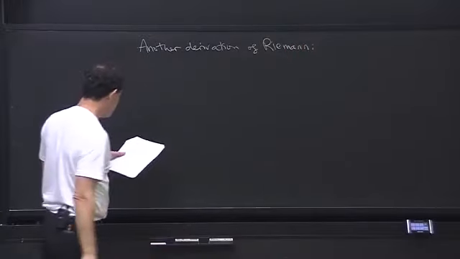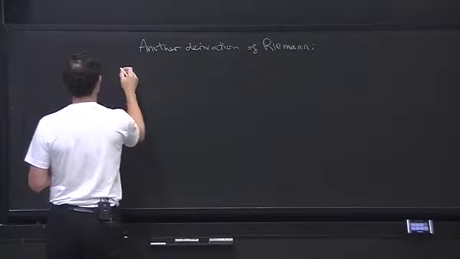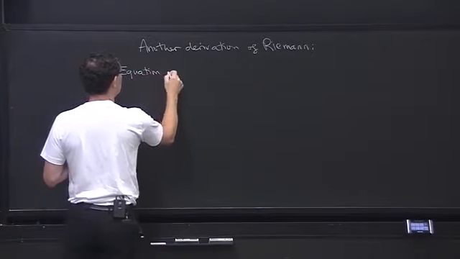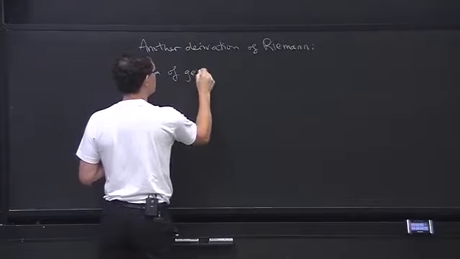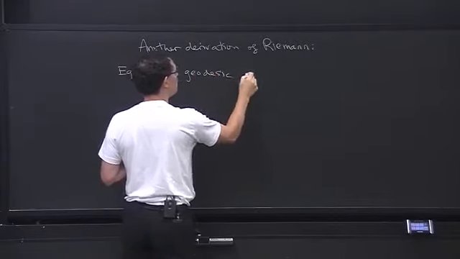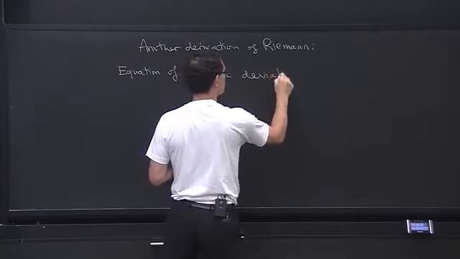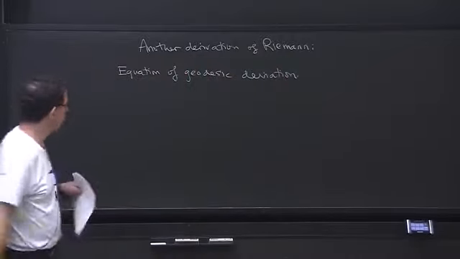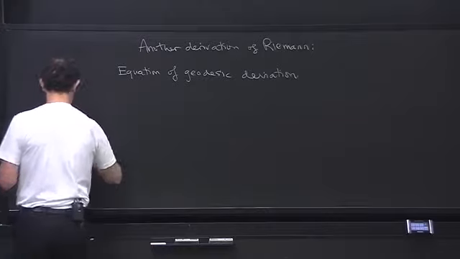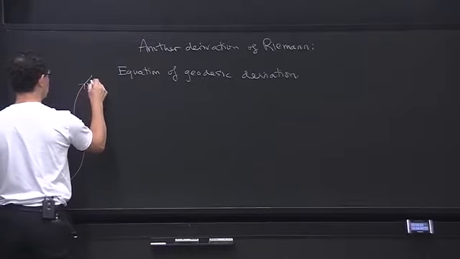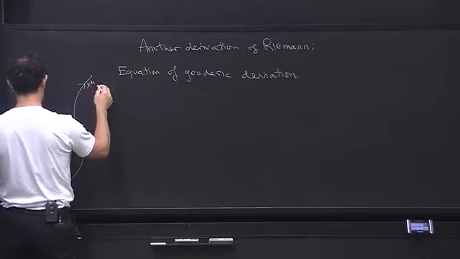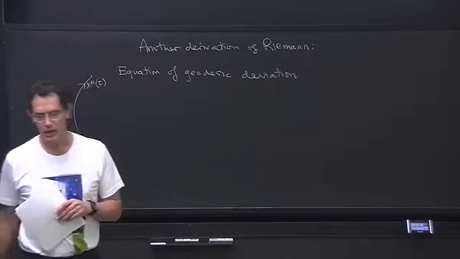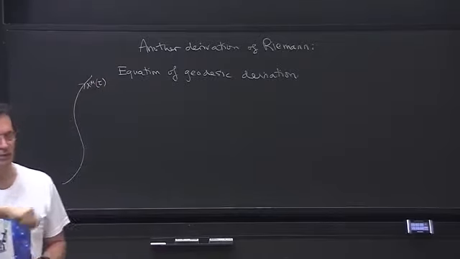And again, it comes from the geodesic equation. It's called the equation of geodesic deviation. Okay, so the idea is extremely simple. I've got some geodesic curve, x mu, and let's pick it a proper time, tau. So let's think about a massive particle.